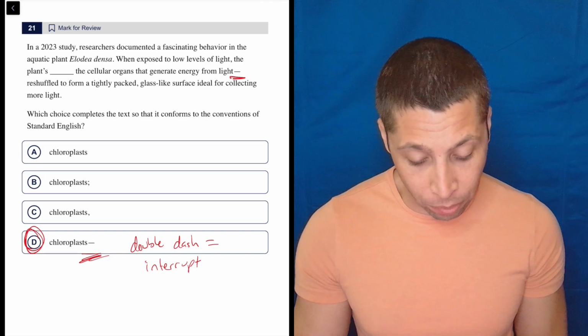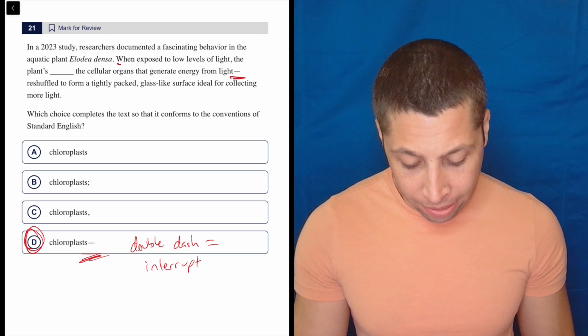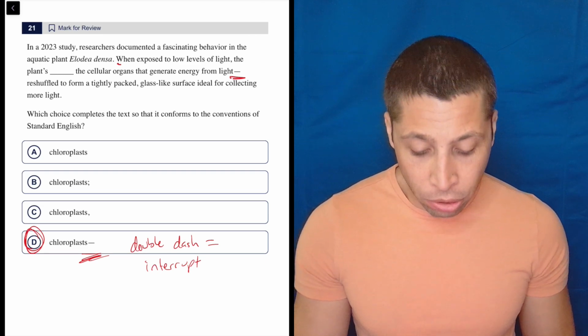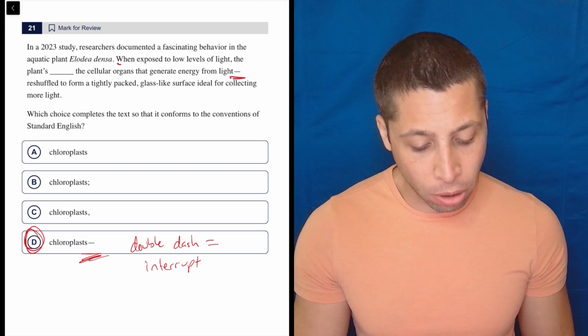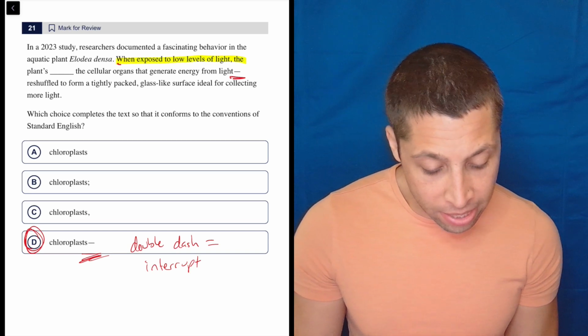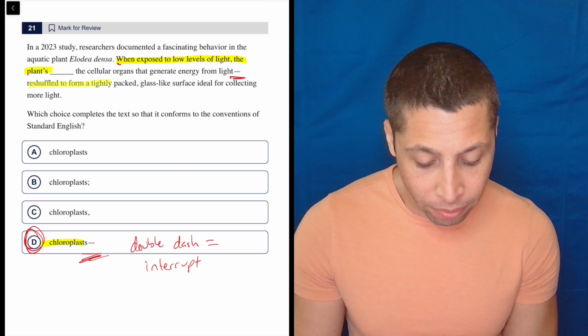So we can do that here. We can see what's going on. Here our sentence begins: when exposed to low levels of light, the plant's chloroplasts, the cellular organs that generate energy from light, reshuffled to form a tightly packed glass-like surface ideal for collecting more light. So just to be clear, the sentence doesn't need to really involve that part in the middle. It's kind of like it's not there.